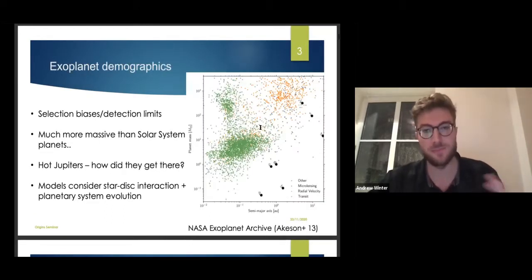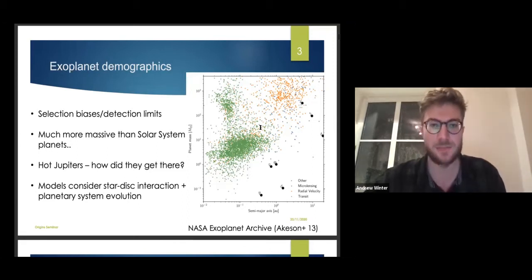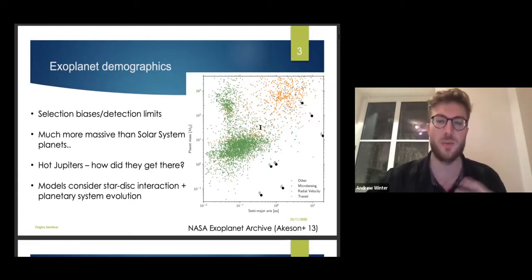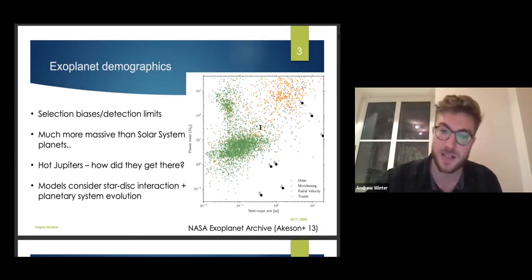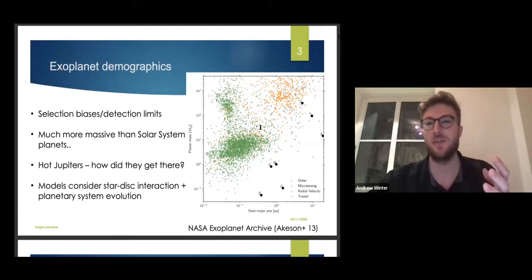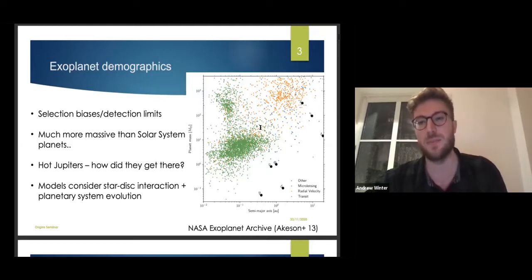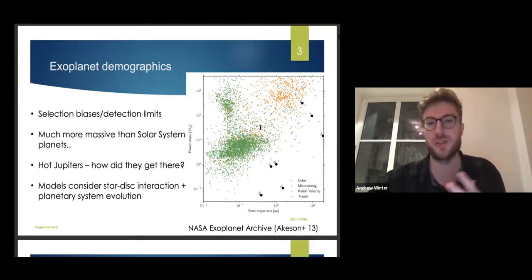To start out, this is probably a familiar plot to everyone. This is from the NASA Exoplanet Archive, with the semi-major axis and planet mass of known exoplanets. A lot of transit discoveries are in green and radial velocity discoveries in orange. But what we can see immediately, even though this is still subject to a lot of selection biases, is that a lot of these planets are a lot more massive than the planets you get in the solar system at similar separations from the host star. So they seem very different from what we expect for the solar system.